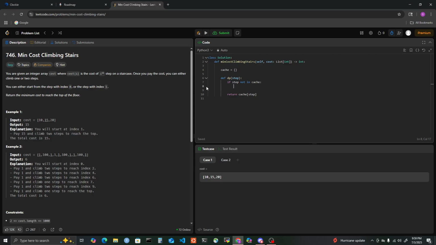So each index in cache will hold the step and then the associated value of the minimum cost it would take. For example, the minimum cost for 1 is 1. The minimum cost for 2 is 1 as well. You could have an instance where the minimum cost for 1 is like 100, and the minimum cost for 2 is 1. You can start with that order.